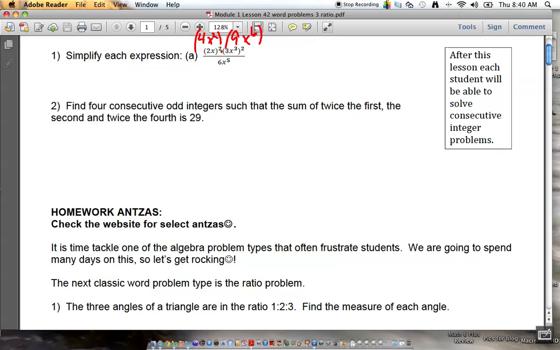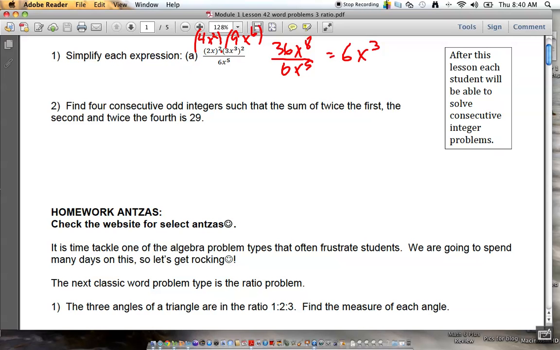Okay. Next, I multiply those out and I get 36x to the 8th because I multiply coefficients and I add exponents. And then that's over 6x to the 5th, and I divide and I get 6x to the 3rd. Divide coefficients, subtract exponents. Any questions? We're good. Okay, so now let's go on to the next one.